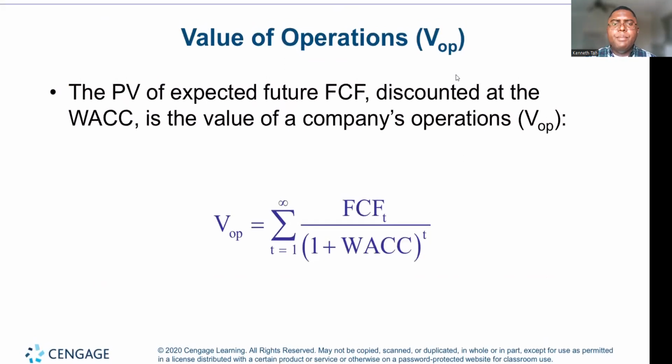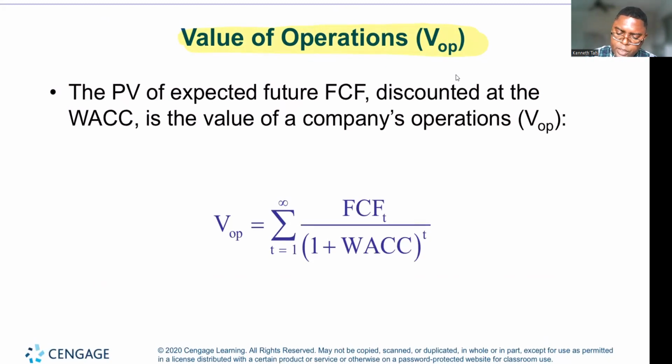All right, so we had mentioned that free cash flow comes from the operating activity of the firm. So when we calculate the present value of all free cash flow, what we have is what we call the value of operation, VOP, the value of operation. And in obtaining the value of operation, again, it is the present value of all free cash flow.